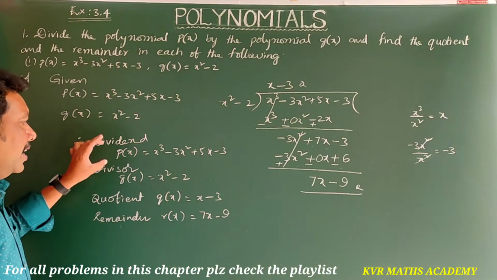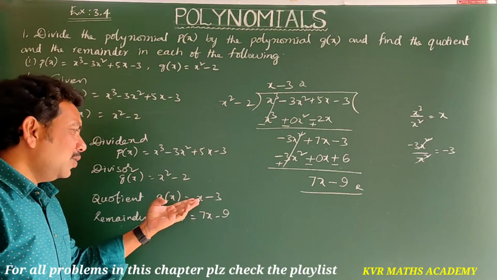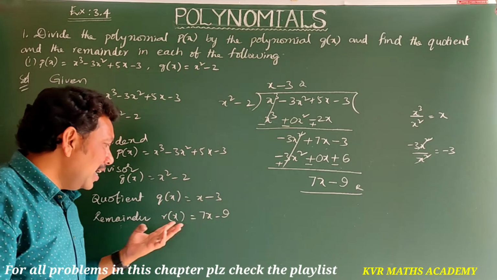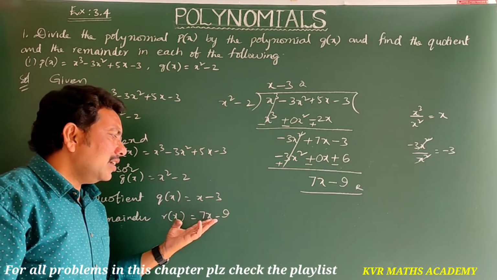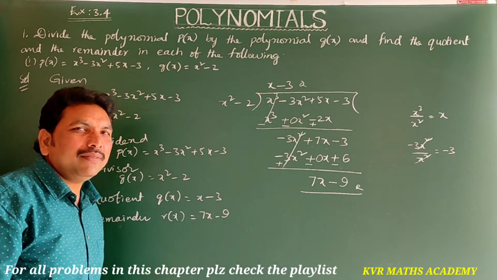So already dividend and divisor he has given. We have found quotient and the remainder. Quotient is q of x is x minus 3 and remainder r of x is 7x minus 9. Have you understood clearly? Yes, note it down.